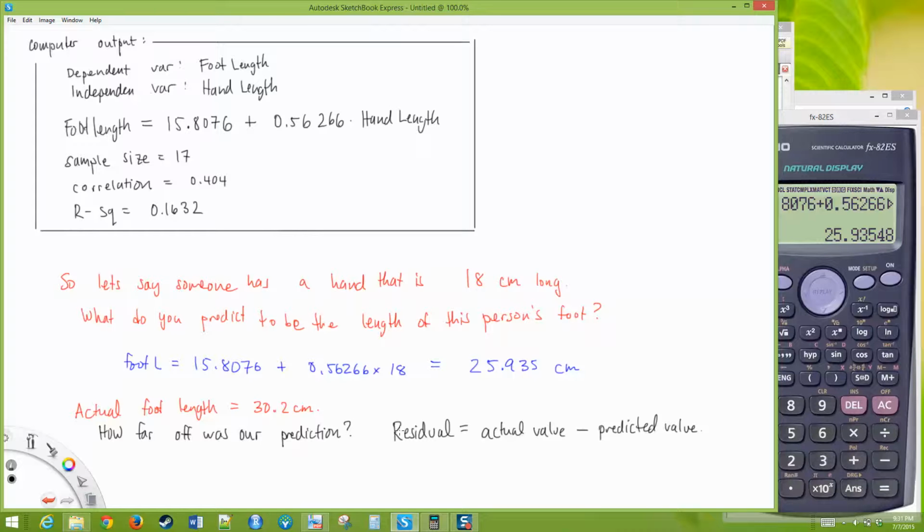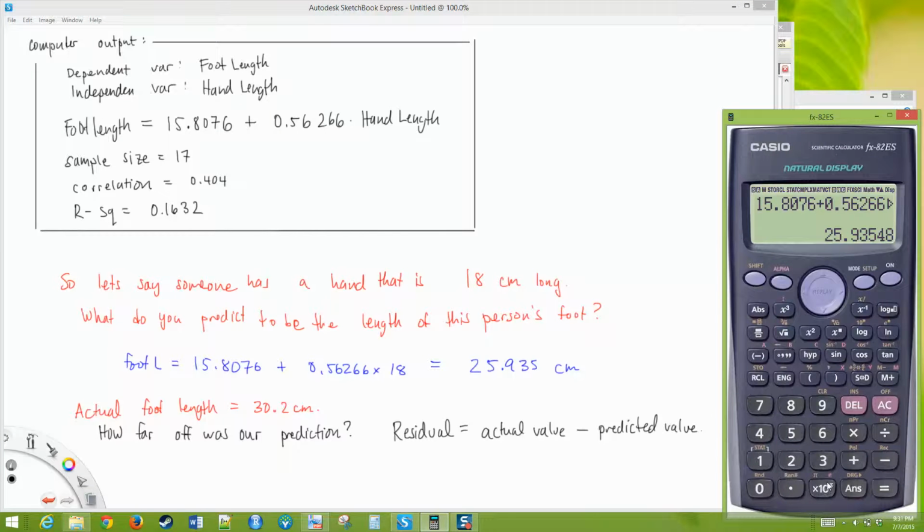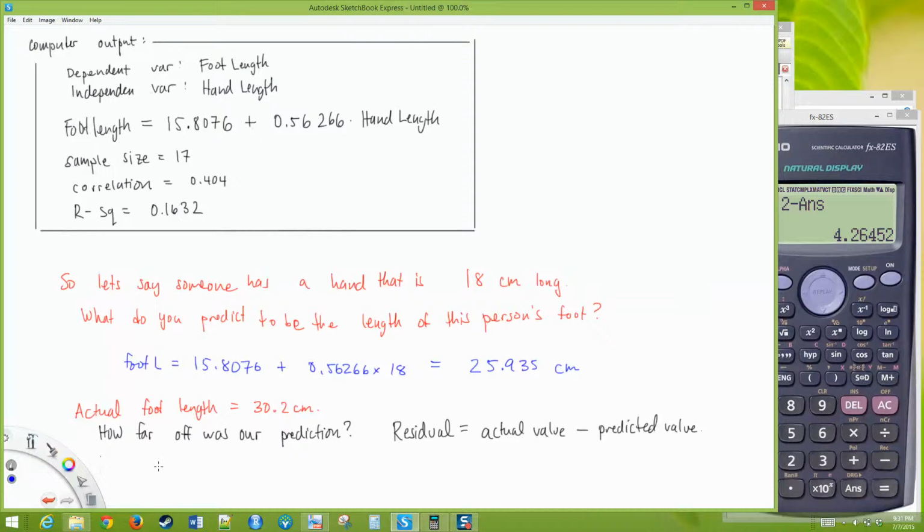Yeah, so we do 30.2 minus 25.93, and we get 4.265, okay? So our residual is equal to 30.2 centimeters, or I'm just going to write 30.2 minus 25.935, and we get 4.265 centimeters, okay? So our residual is 4.265 centimeters, or this is how far off our prediction was.